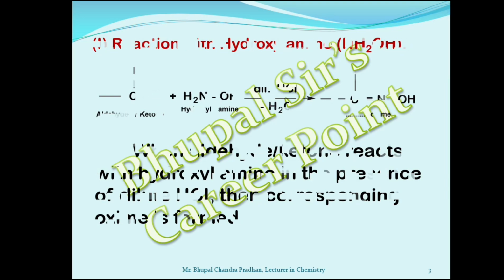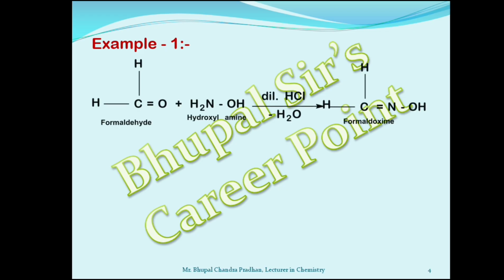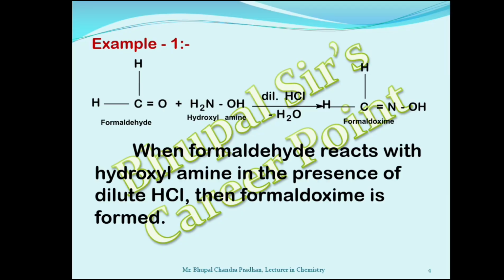Let us come to an example. Let us take two hydrogens. Then the compound is known as formaldehyde. What happens when formaldehyde reacts with hydroxylamine? A water molecule is eliminated and formaldoxime is formed. So, what we have to write down in the statement? When formaldehyde reacts with hydroxylamine in the presence of dilute HCl, then formaldoxime is formed.